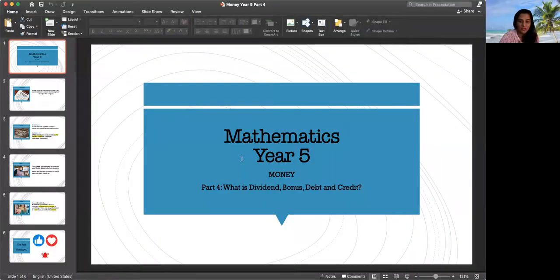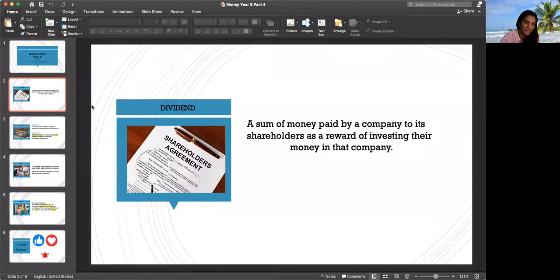Today we are going to look into Year 5 mathematics, topic of money, and this is part 4, in which we would learn a few terms such as what is dividend, what's bonus, what's debt, and what's credit. We learn such terms for today. So let's look at the first part, a dividend. Now, what is a dividend?